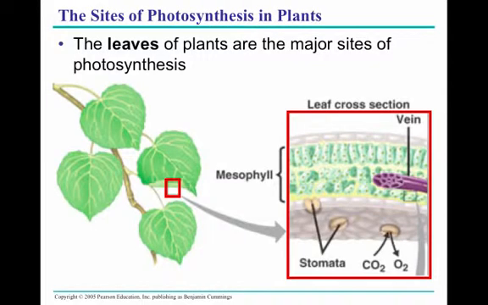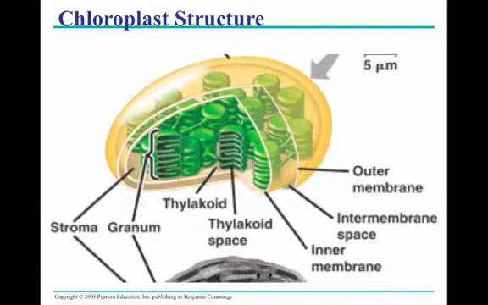Okay. So the major site of photosynthesis, now it's not exclusive to just the leaves, but the major site in most plants, and we're going to be focusing on plants in this tutorial, is the leaf. And we're going to be looking at the structure of the chloroplast, the major organelle of photosynthesis. This diagram is a little blurry, and I apologize for that, but it gives you the general idea.